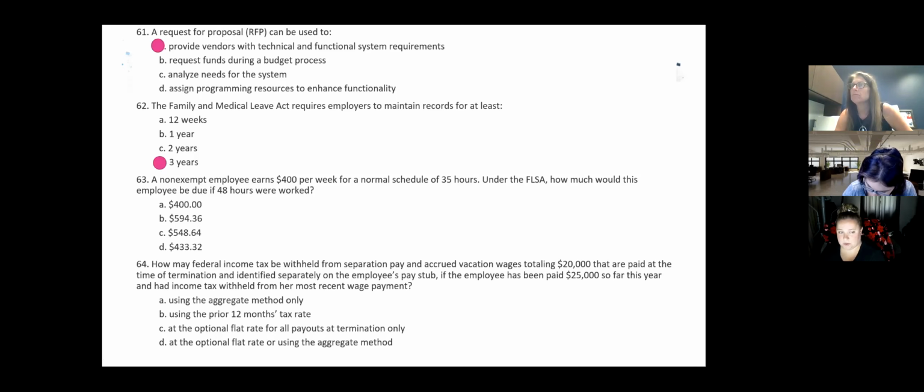A non-exempt employee earns $400 per week for a normal schedule of 35 hours. Under FLSA, how much would this employee be due if 48 hours were worked? Again, do a little math. Make sure that you're keeping in mind keywords that are in the question.